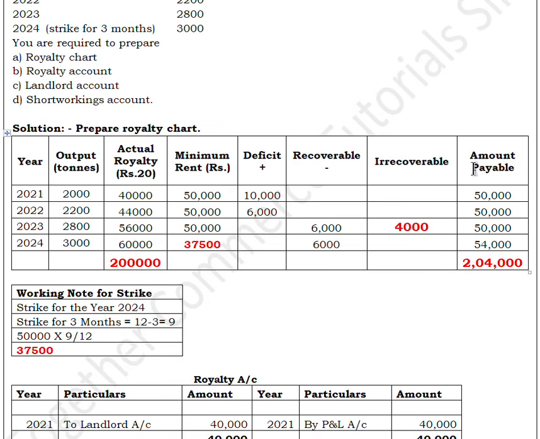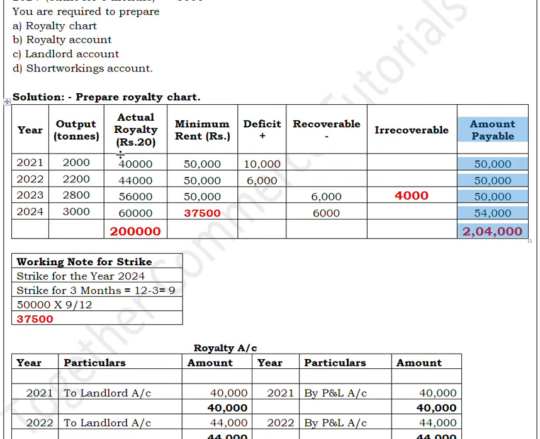Then finally the amount payable column. To prepare this column, you should first keep a finger or an eye on the actual royalty column. Then you should have your eyes or finger on these two columns. That's why we have written a plus sign for deficit and a minus sign for recoverable. So if deficit comes, make it plus; if recoverable comes, make it minus.